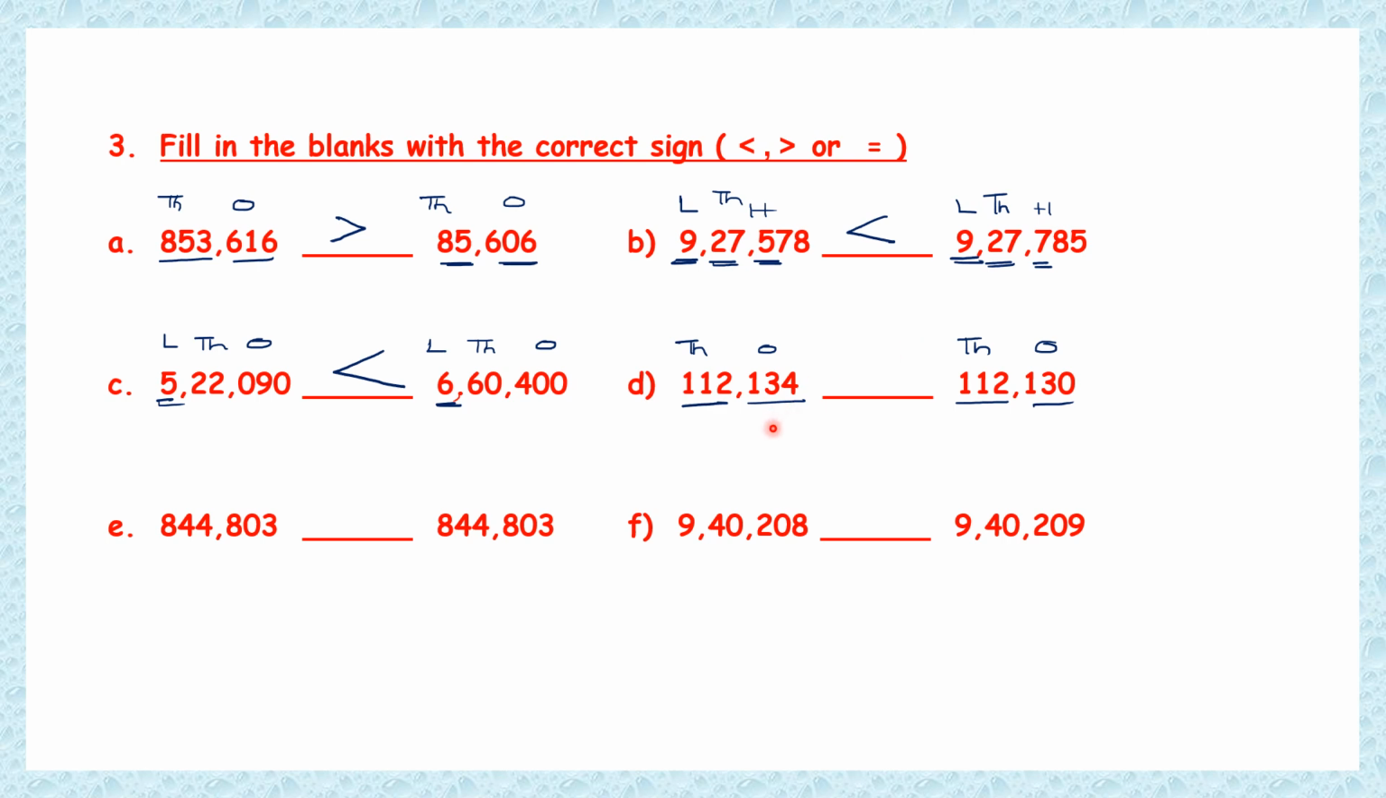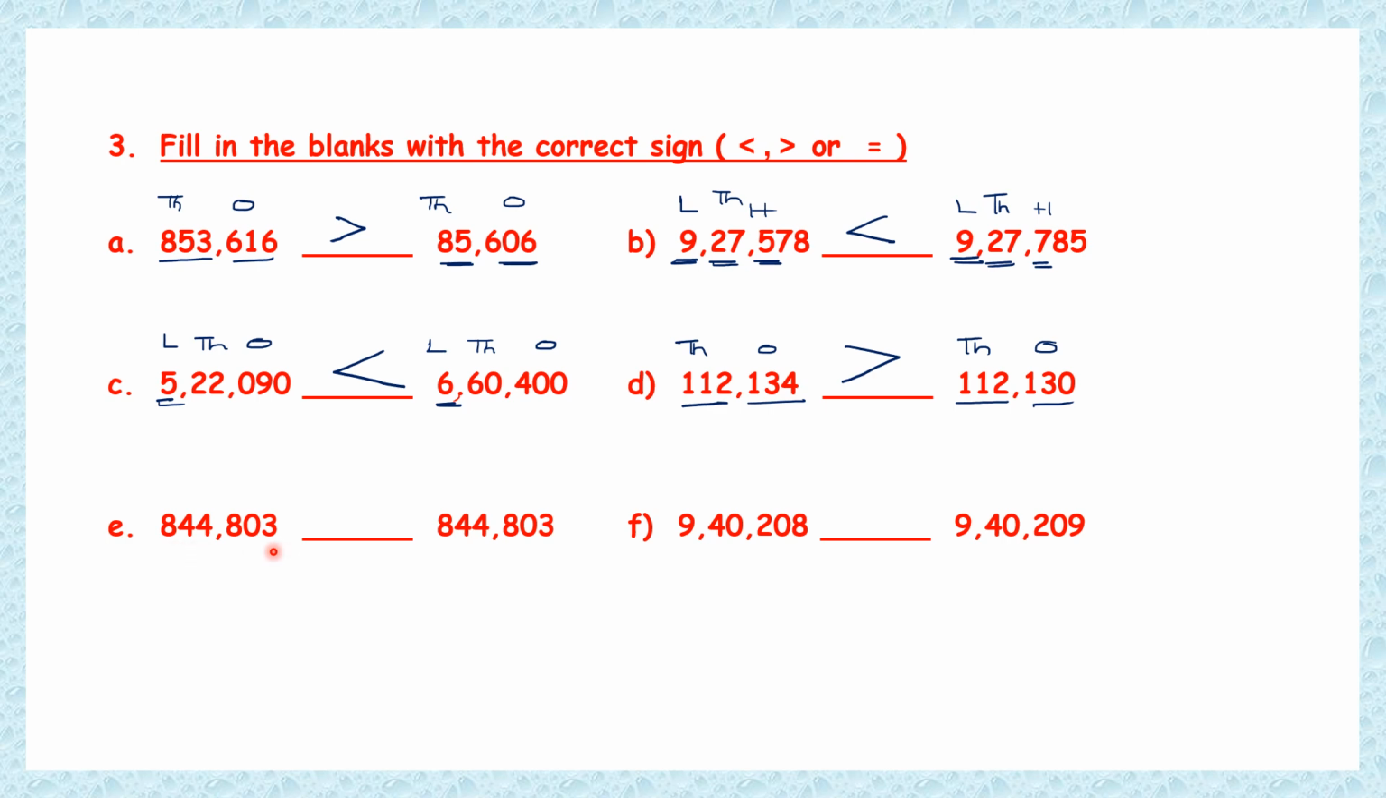That means we should go to the ones period. So now let's read this. 134. Here it is 130. So which is greater? 134 is greater. So we open the sign towards a greater number. Now let's read this. 112,134 is greater than 112,130. Let's go to the next question.